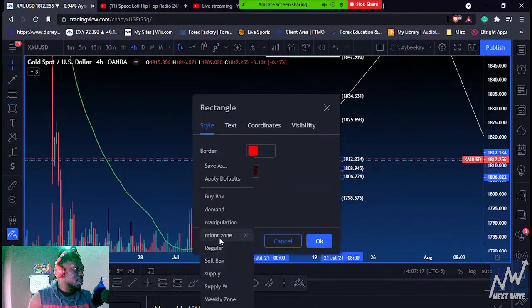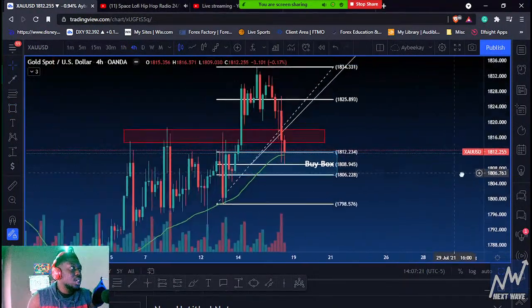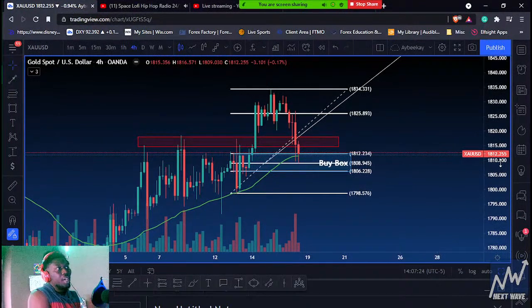So even if it's from here inside this buy box, again, usually when I draw these buy and sell boxes, it's wherever inside that buy box or wherever inside that sell box is where I'll be looking to get an entry.